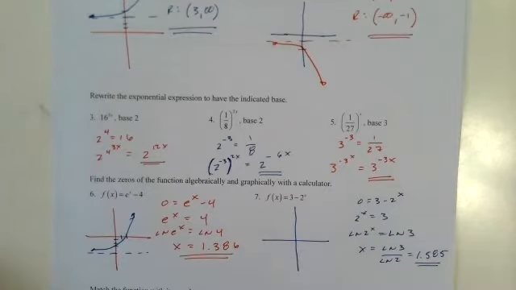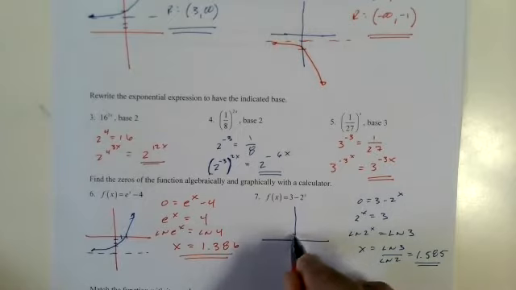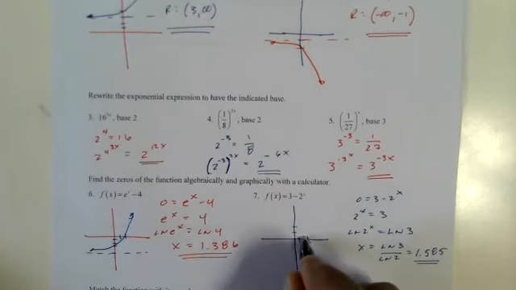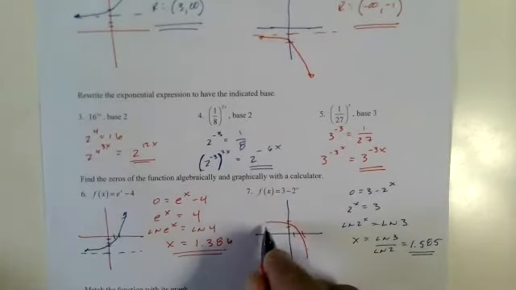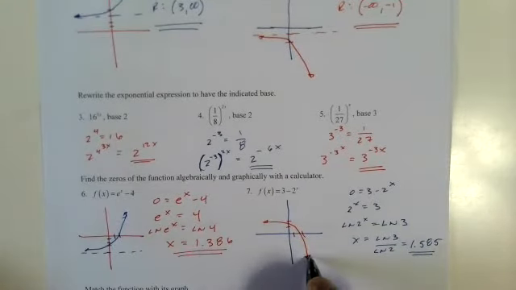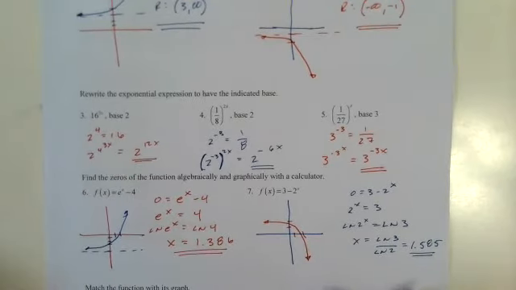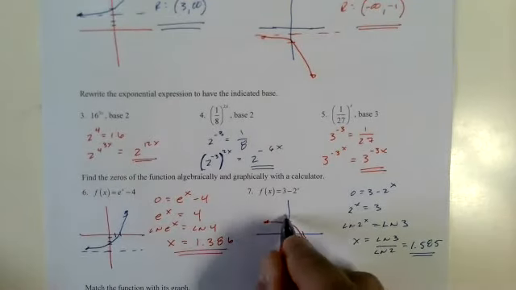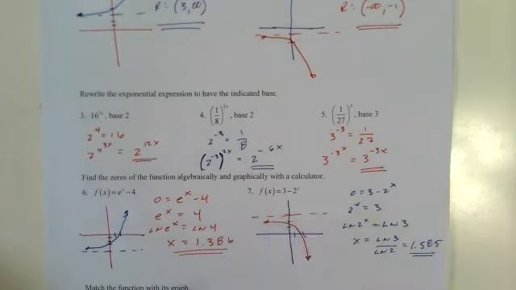And if we graph that, we should see something like that. And the asymptote is up here at 3. Doesn't say to draw on the asymptote, just a pretty good habit. All righty.